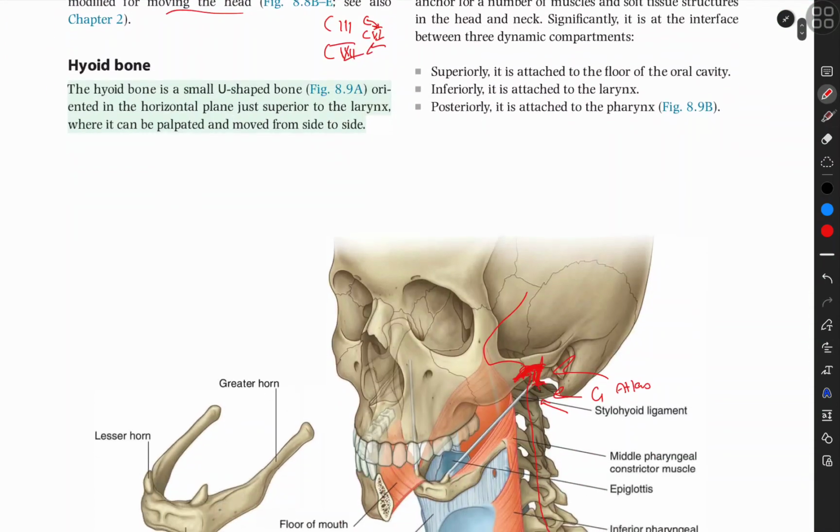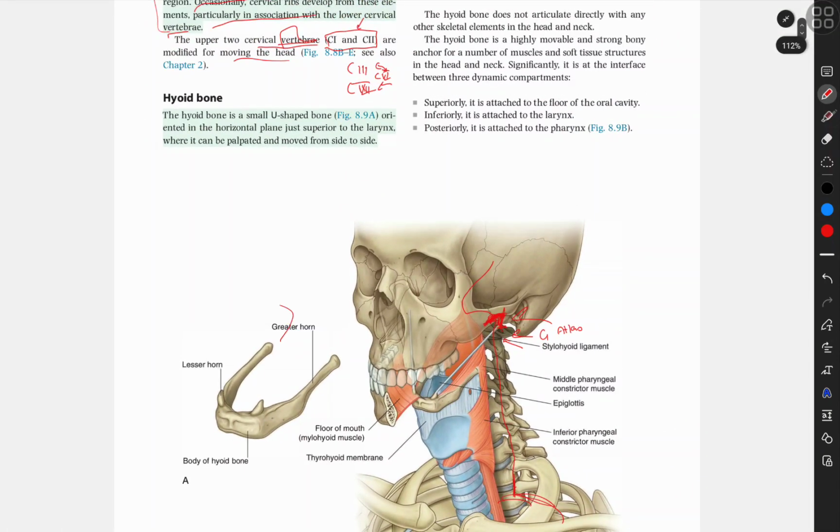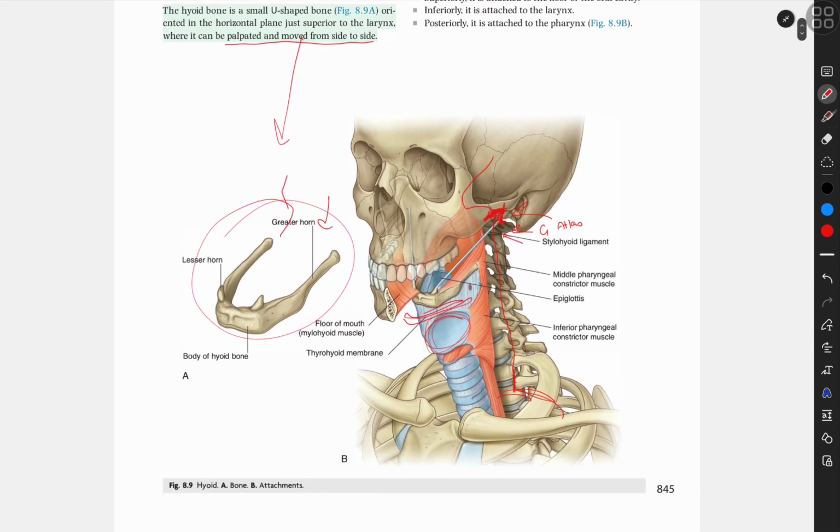The hyoid bone is a small U-shaped bone. This is great, and this will be extremely important in the neck because so many muscles attach to this bone. Small U-shaped bone, oriented in the horizontal plane just superior to the larynx, where it can be palpated and moved from side to side. This here should be the larynx, and the hyoid bone is here. I don't know what it's doing outside here, but okay.